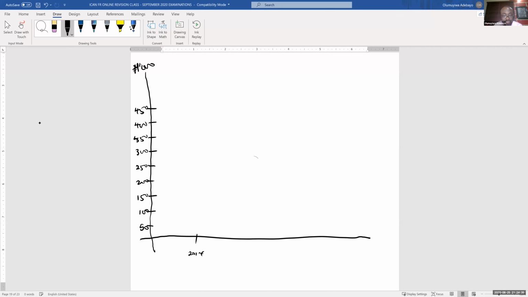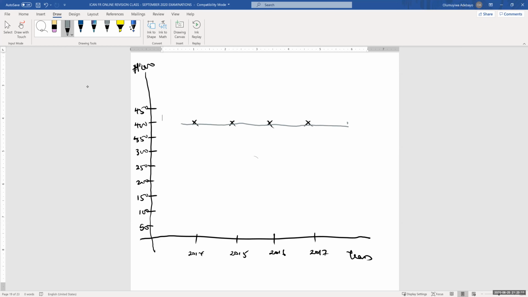Now I have 2014, 2015, 2016, and 2017. These are the years. Okay, now profit for each of those years was said to be 400. Which means if I draw the line, I'll be drawing a straight line, assuming this is a straight line. I'll call this my income tax curve or line.